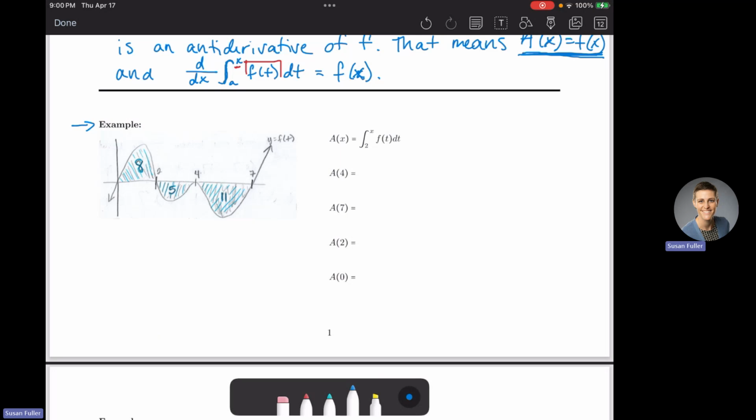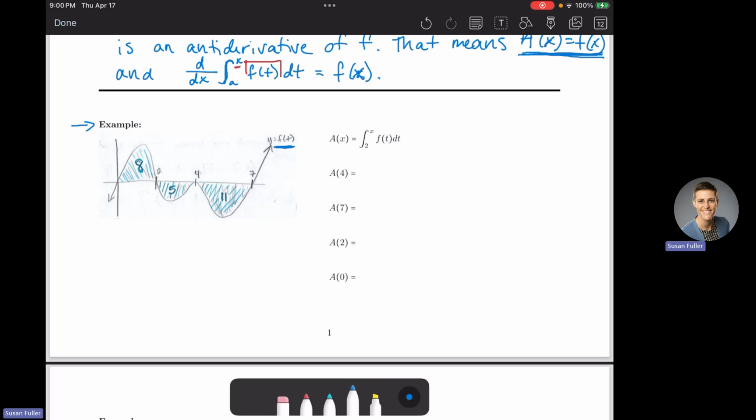So let's say our area function fixes the starting value of my interval at 2, and my variable x here is the top bound of this area. That's where my area ends. And so that's what my area function looks like. It's the area underneath little f of t, which is this graph over here, from x equals 2 to x equals whatever my variable x is.